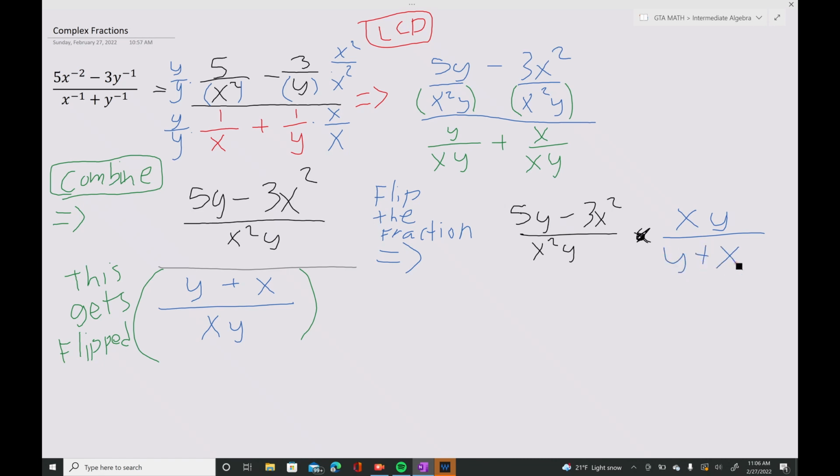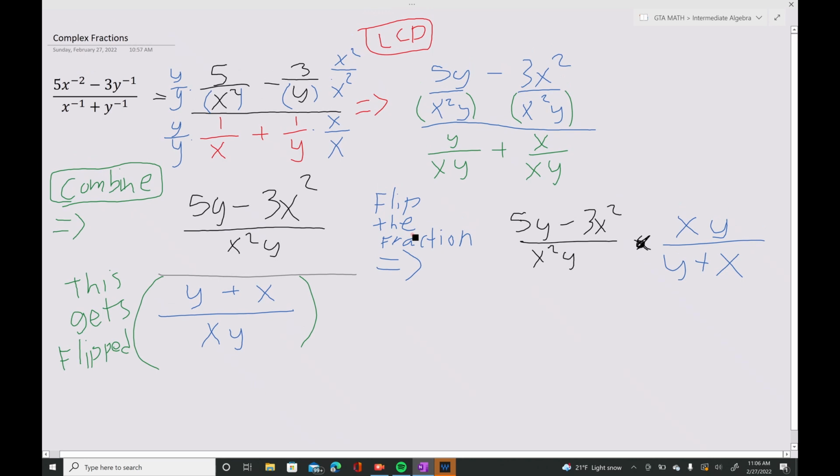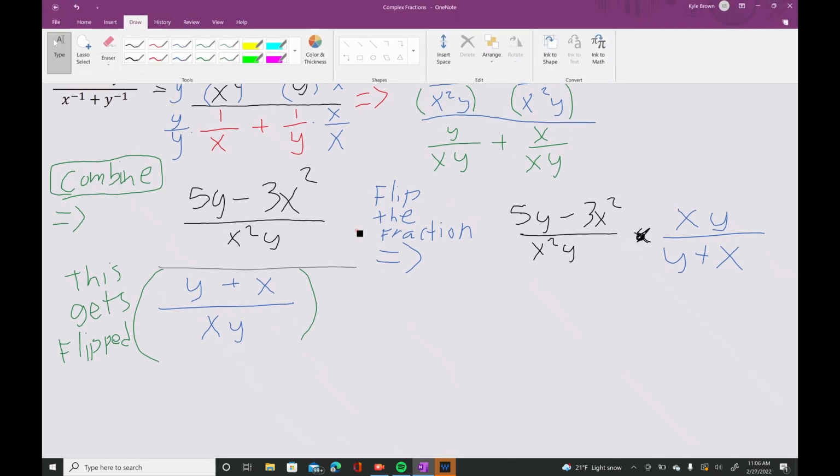When you flip a fraction, think of it like a pancake, right? If you flip the pancake, it's the same pancake. You're just changing directions. That's all we did. Instead of having y plus x, we threw that on the bottom. We just flipped it over. Nothing crazy. So then our next step is to simplify. We already had this step written out.